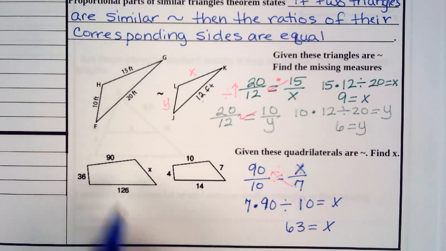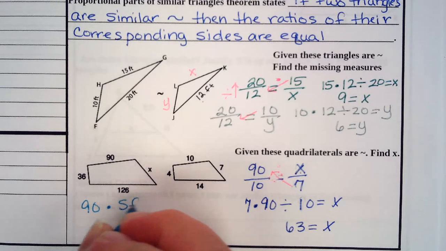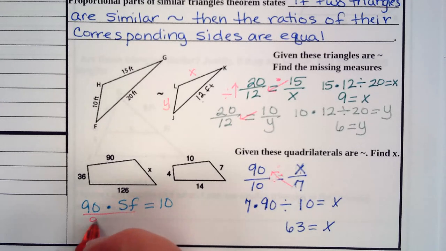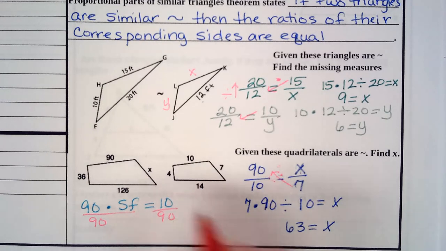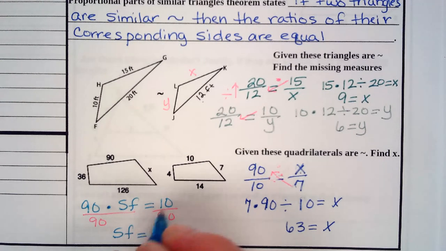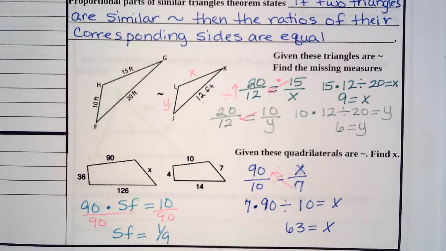Okay, so let's find our scale factor. 90 times our scale factor is equal to 10. Divide both sides by 90. And now our scale factor becomes, I can simplify it by dividing top and bottom by 10, 1 over 9. So if you multiply by 1 over 9, you get the new side, and that's your scale factor.